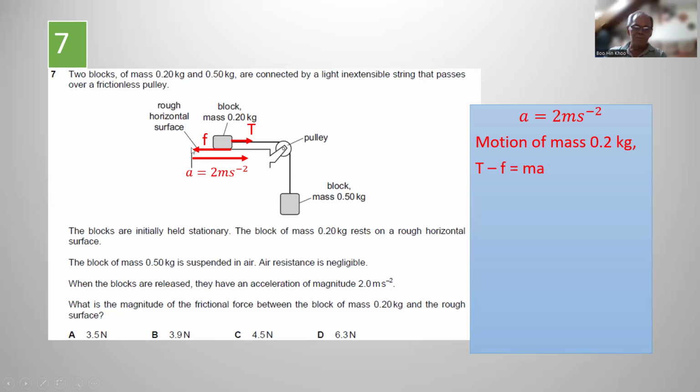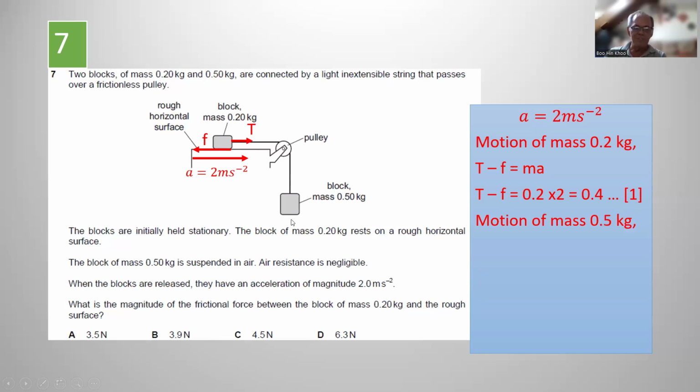So to go to the right, T must be greater than friction. T minus F equals ma. m is 0.2. Put in your value. T minus F is 0.2 times 2, which is 0.4, equation 1.